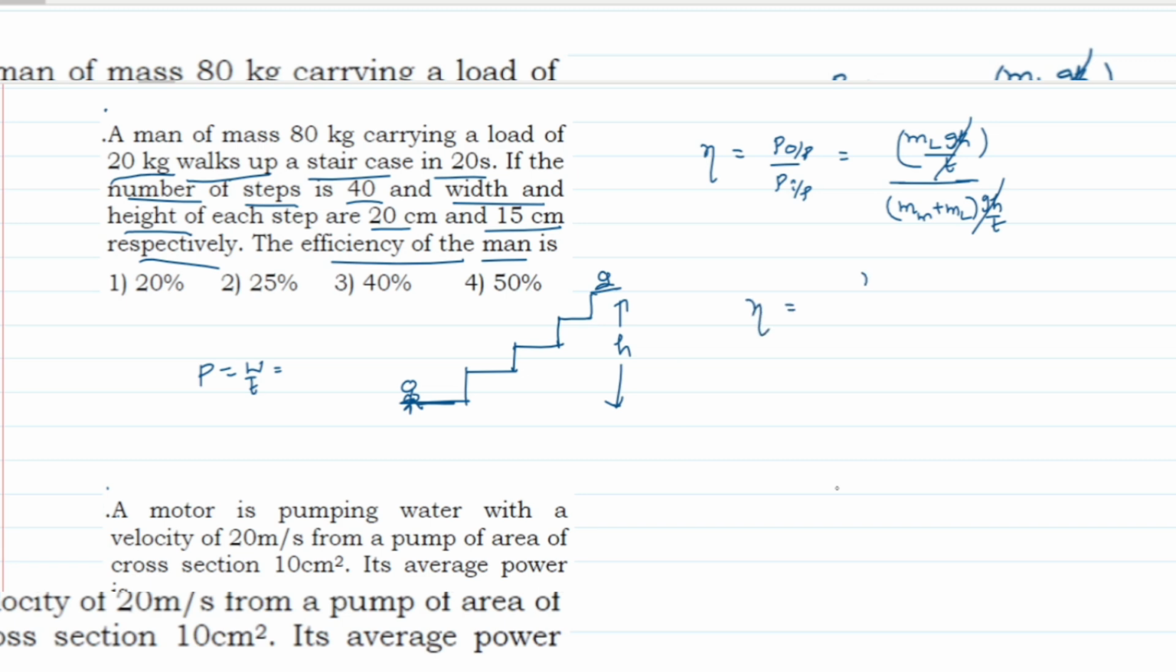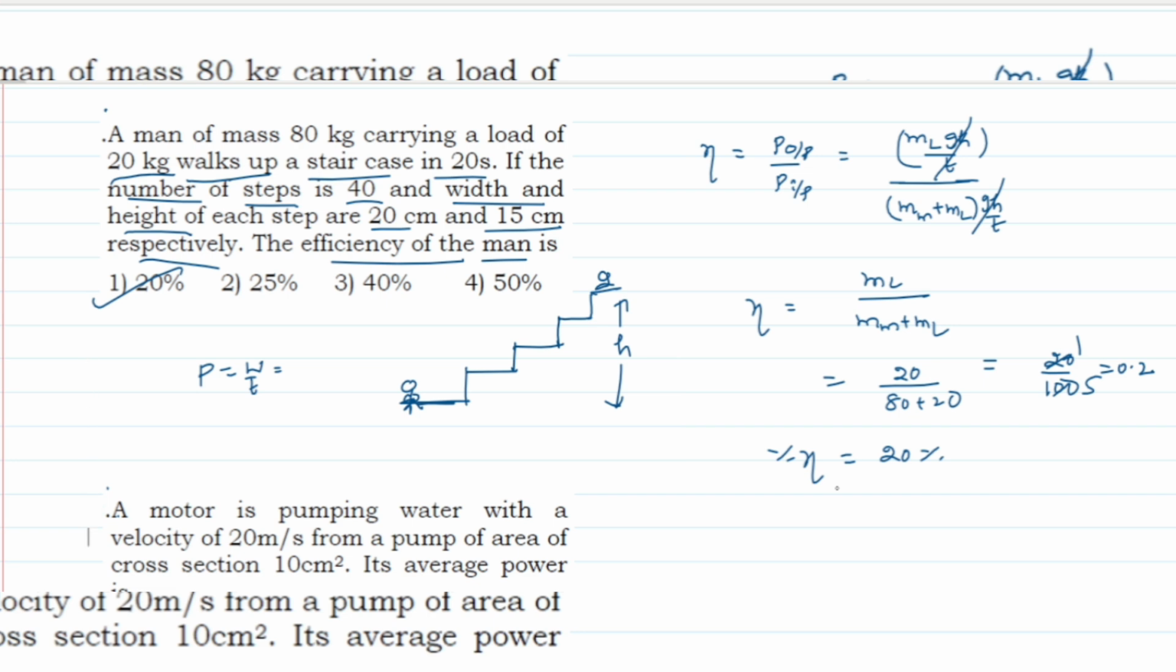Then efficiency will be equal to the mass of the load by the mass of the man plus the mass of the load, which is 20 kg by 80 kg plus 20, which is nothing but 20 by 100, that is 0.2. So the efficiency value will be 0.2. In terms of percentage, you take 0.2 into 100, that is 20%.